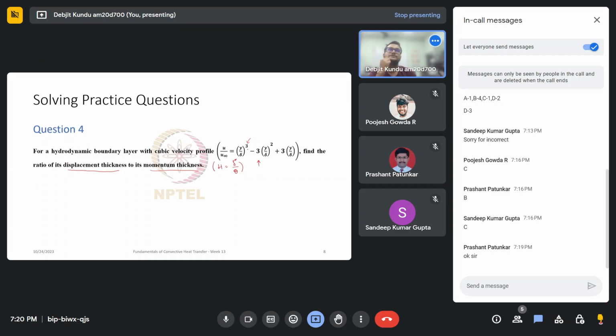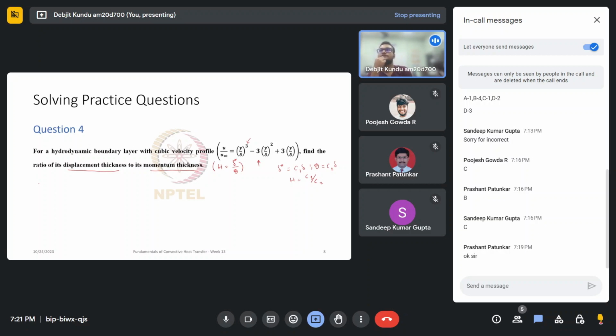So what you have to do is find out both in terms of delta and some number. So let's say delta star would be some C1 into delta, and theta, the momentum thickness, will also come out to be some constant into delta, let's say C2 delta. Then H should be equal to C1 by C2, which should be a number. It could be a fraction, right? So we have seen examples like this using linear profiles, quadratic profiles, and this is with a cubic profile. So only the math would be a bit involved, but the main process remains the same.